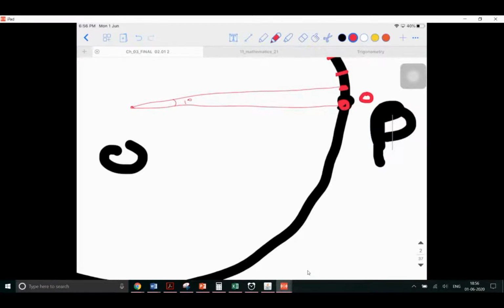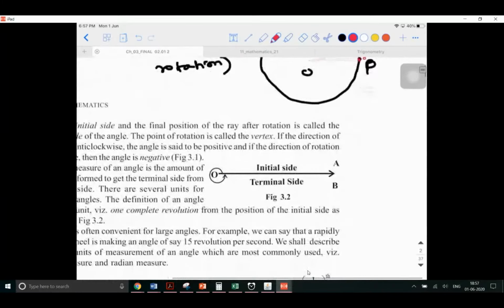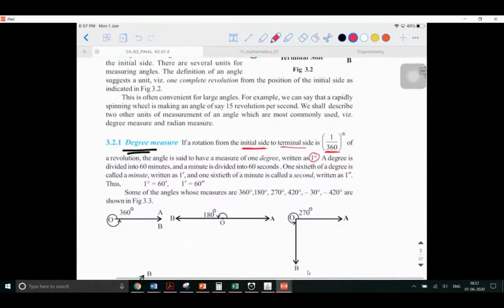Now within this 1 degree, there is going to be a subdivision. In the sense, within this 1 degree, it is further divided into 60 parts. So 1 degree is further subdivided into 60 parts, and each part is given a name called as minute. Okay, so this is a new term that you're going to learn now. So I'll show you what it is. Observe. So reading it here. We know that 1 by 360th of a revolution of angle is 1 degree. A degree is divided into 60 minutes, and each minute is further subdivided into something called as 60 seconds.